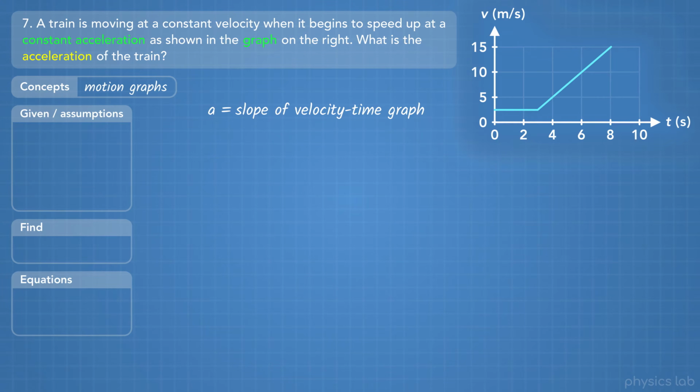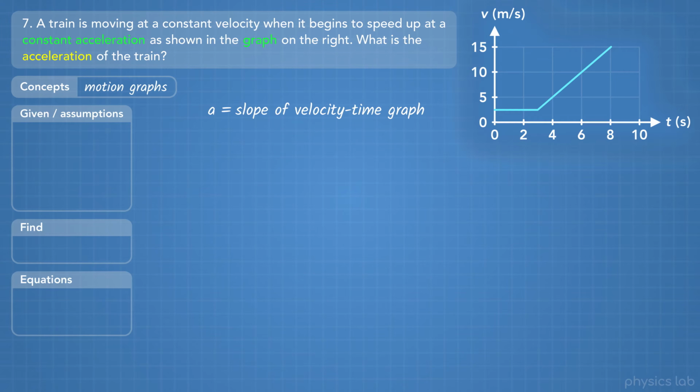The problem didn't tell us when the train is accelerating, but we can see that during the first part where the line is flat, the velocity is constant, and then during the second part, when the velocity is increasing, the train is accelerating. So we want to find the slope of the line during the second part when the velocity is increasing. So which points should we use to find the slope?